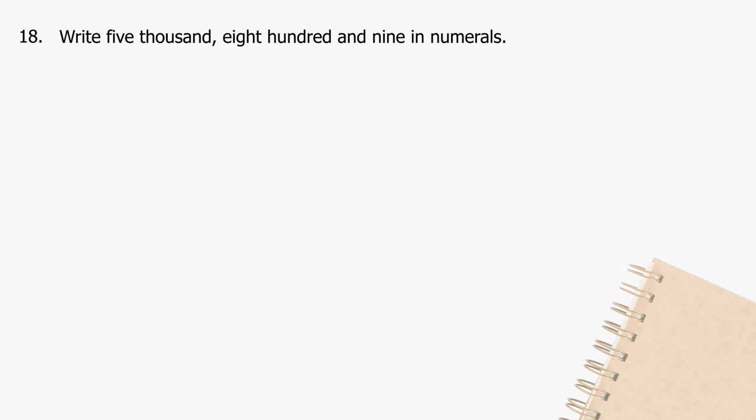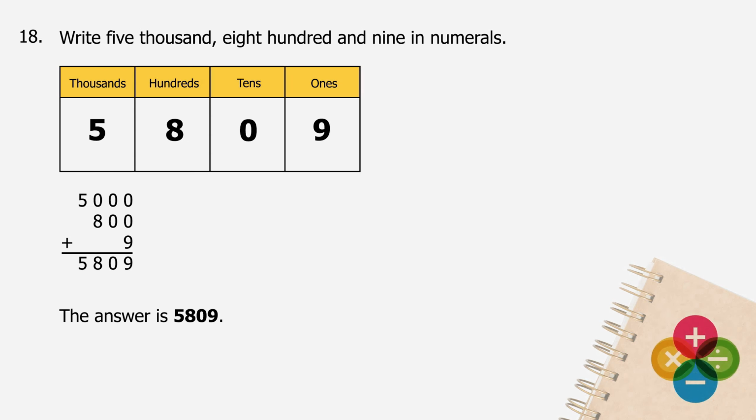Question 18. Write 5,809 in numerals. 5,809 in numerals will be 5, 8, 0, and 9.